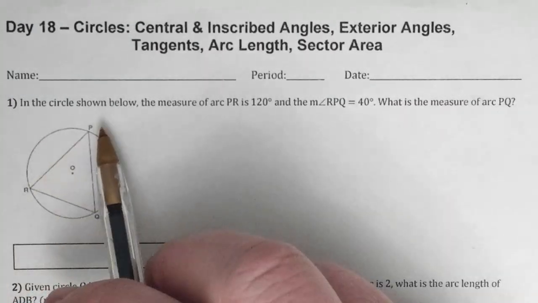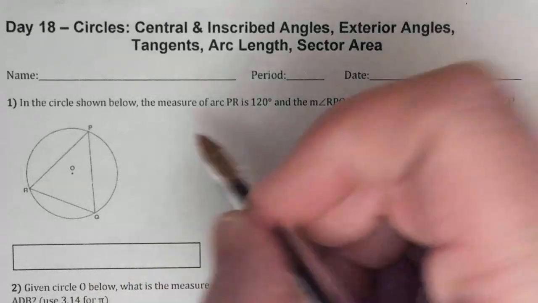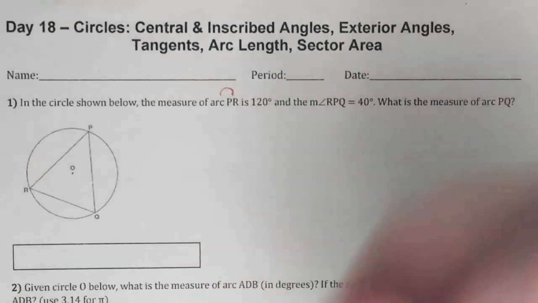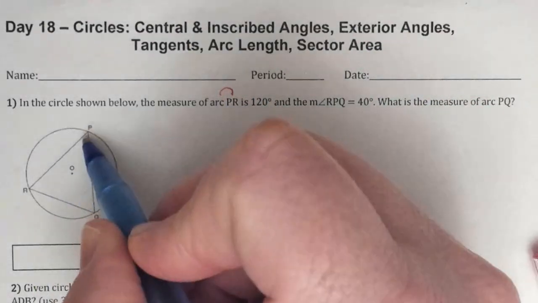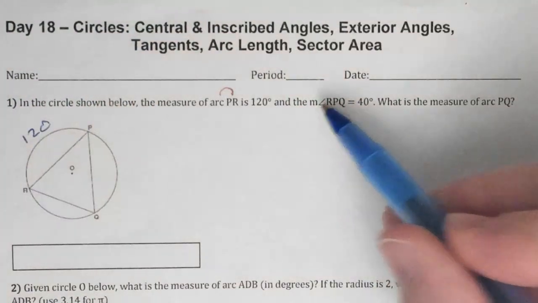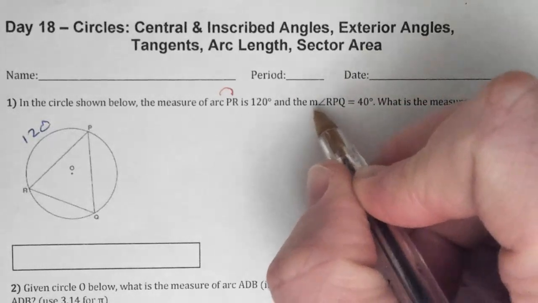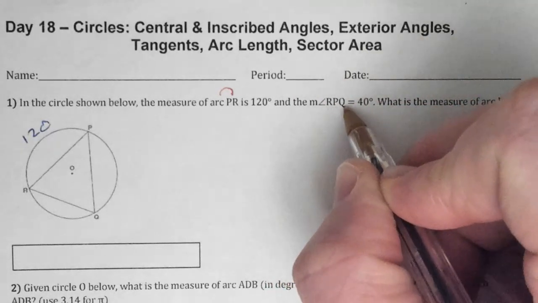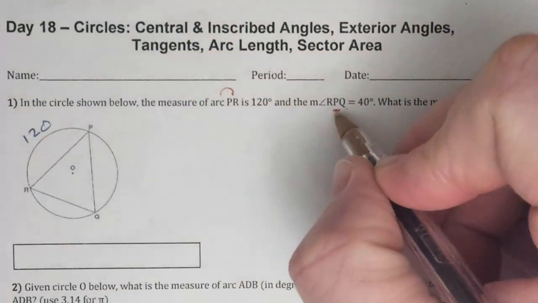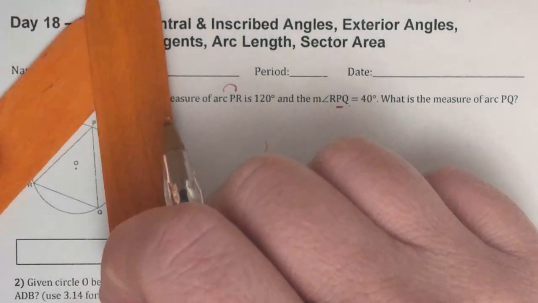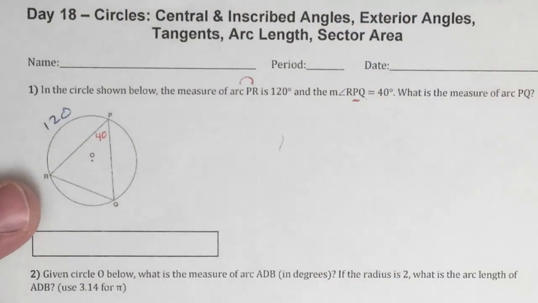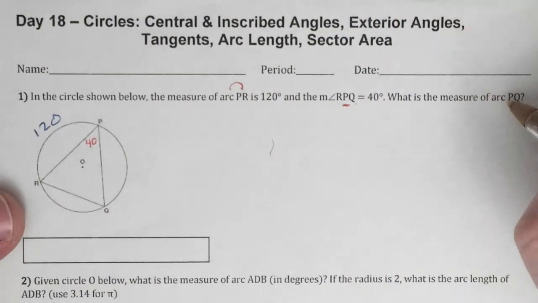In the circles shown below, the measure of arc PR. So arc means the curve, right? So arc PR is 120. So here is P, here's R. So we're talking the arc, so that's 120. And the angle, so this is angle RPQ. So the angle's at P, because that's the center letter. So that would be this angle right here. That right there is 40. So that's the angle. Okay, what is the arc of PQ?